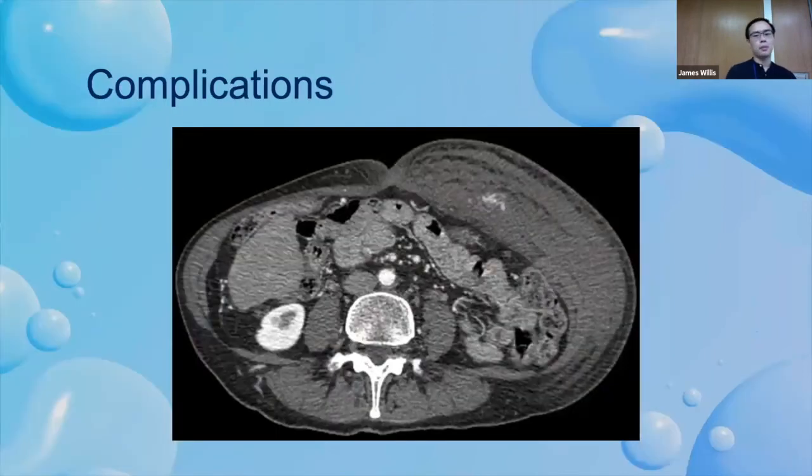So some complications, in 0 to 0.93% of patients, you can get some hemorrhage. In this picture, you see a CT scan showing injury to the inferior epigastric artery. You can also get vessel laceration to the aorta, mesenteric artery, iliac artery. You can get abdominal wall hematomas, mesenteric hematomas, and inferior epigastric aneurysms.